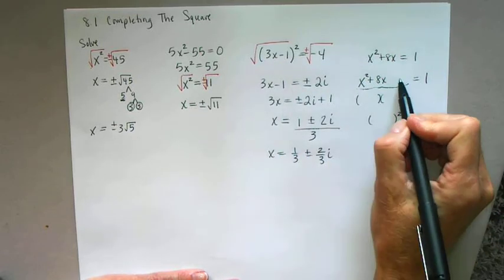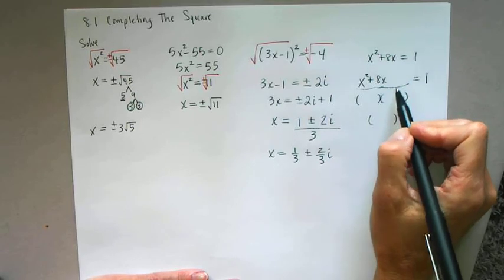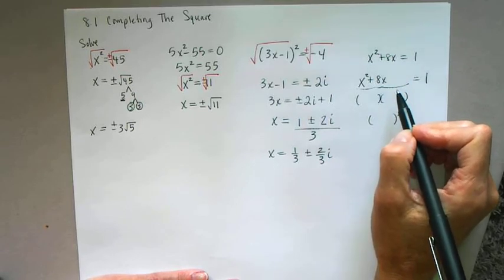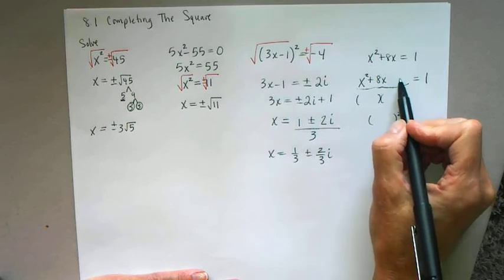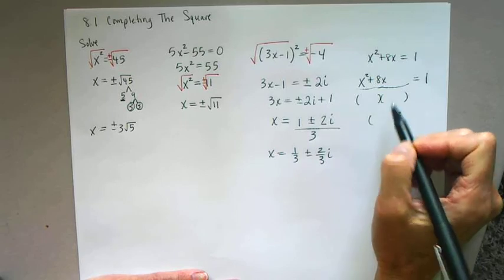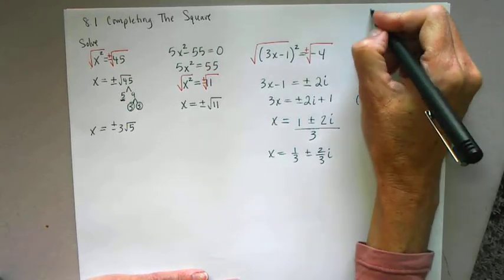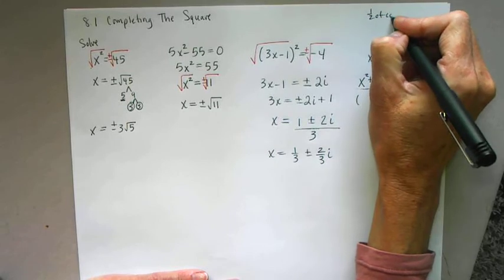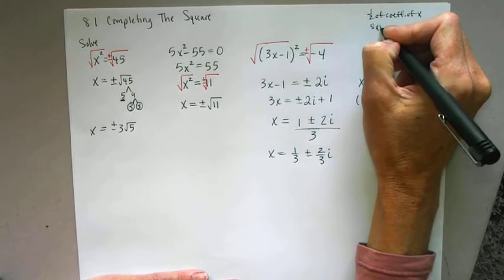So what number would I add right there? I usually let my class try and figure that out and see if they can come up with it. But here's the secret, so that you can figure out what number to add right here, so that it will factor into a perfect square. You always take half of the coefficient of x and then square it. So you might want to put that in your notes. Half of the coefficient of x and then square that number.